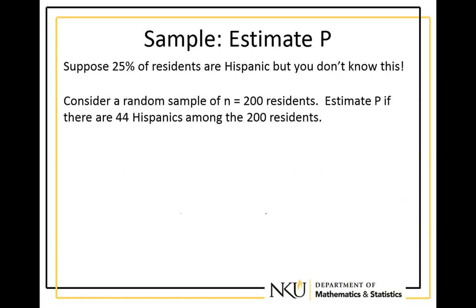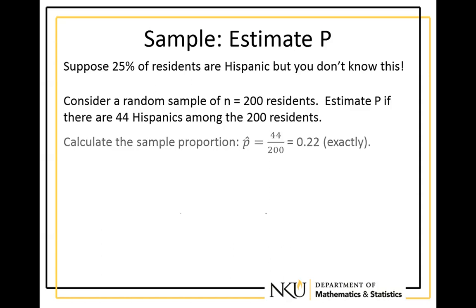Now suppose 25% of residents are Hispanic, but you don't know this. Consider a random sample of n equal to 200 residents. Estimate P if there are 44 Hispanics among the sample of 200 residents. What would we do? Well, let's calculate the sample proportion. So P hat is 44 over 200, which equals 0.22, and that is exact.